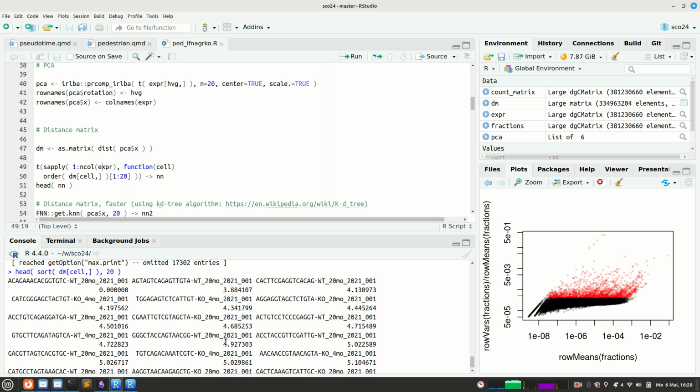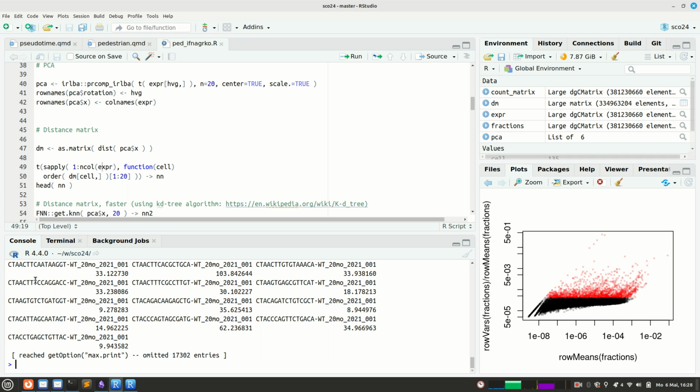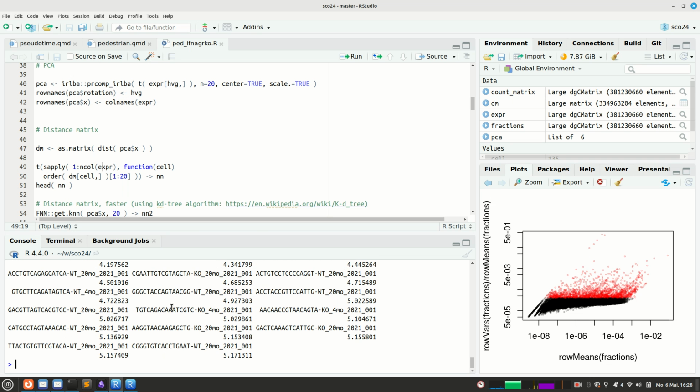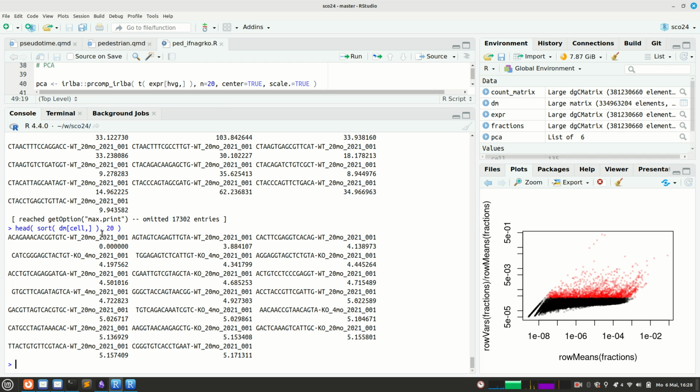And now I have to find these 20 nearest neighbors. So I take my distance matrix, which here tells me for my chosen cell the distance to all other cells. And if I sort this, I find here the 20 closest distances. The first one is, of course, 0, the cell to itself. And then comes, this seems to be the closest neighbor. And then they go slowly a bit further out.